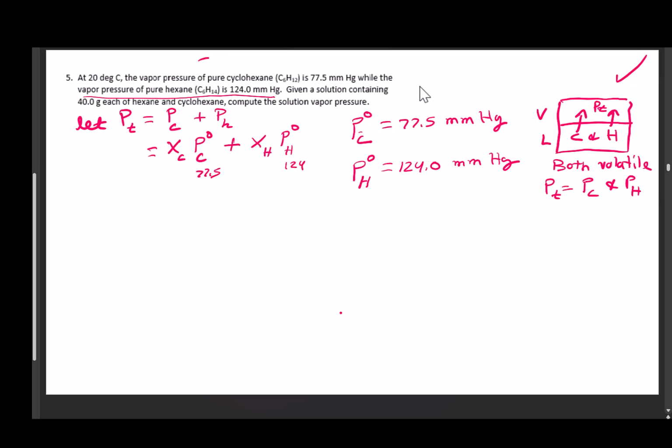So to finish off, we need these 2 mole fractions. All right, so read on through the problem. It says that we're given 40 grams of each. Well, these are mole fractions here. They don't match up with mass, so you could not put in a 40 for the X sub C and the X sub H. So we're given mass. We'll let lowercase m be our symbol for mass. Mass of hexane is going to be 40.0 grams. That's going to be equal to the mass of the cyclohexane as well. We're going to have to translate somehow these masses to mole fractions.